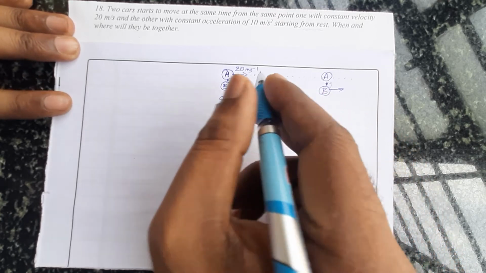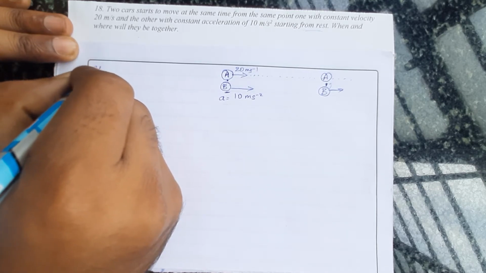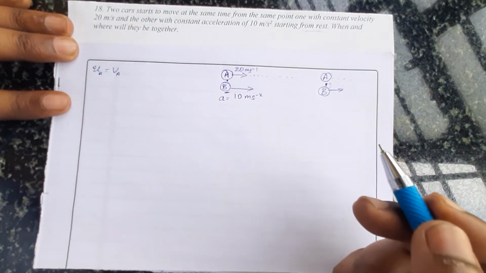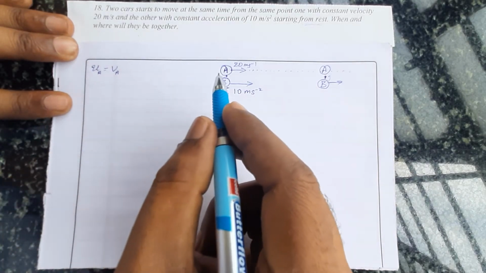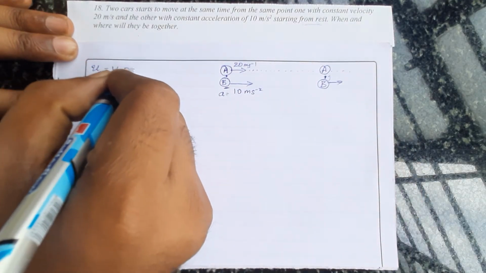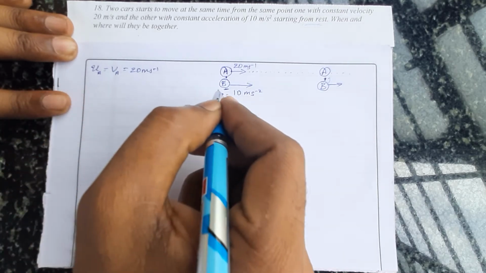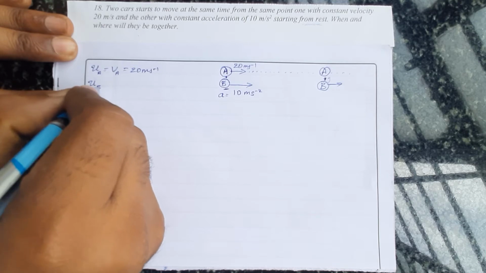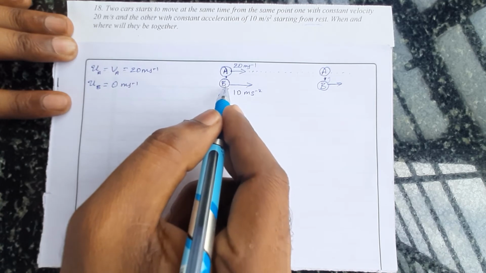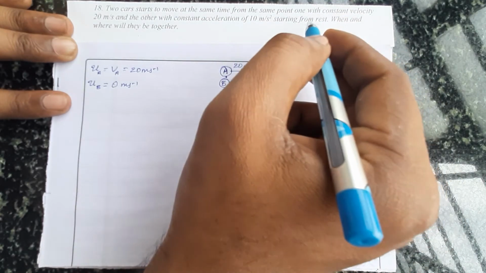So writing the terms first, how about initial velocity of body A? See, initial velocity of body A is equal to final velocity of body A, because car A, the first car, is maintaining the same velocity throughout its motion. So both of them are equal to 20 meter per second. How about the initial velocity of body B? Initial velocity of body B is 0 meter per second, because it is at rest at the beginning of the motion, and the motion starts from rest.